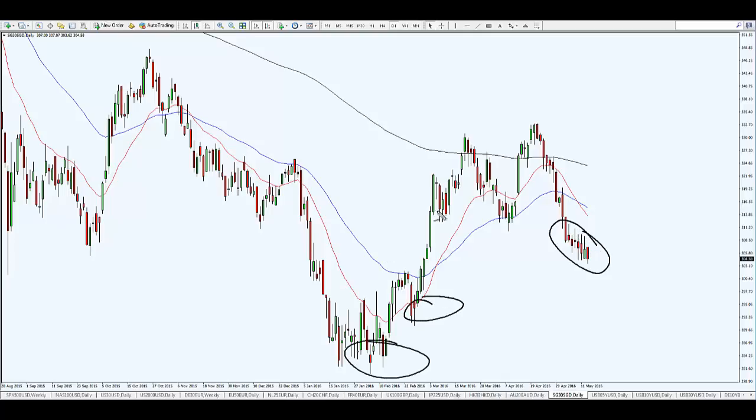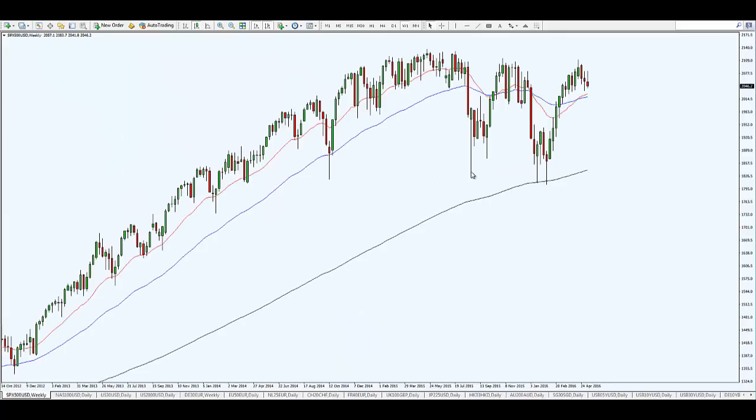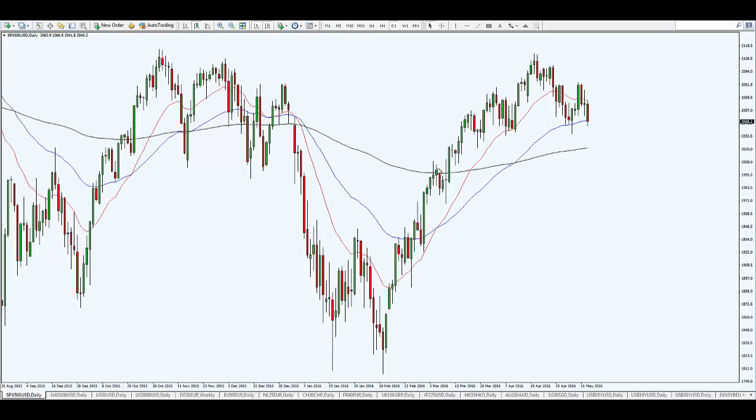So the STI is not looking good as well. So in terms of the global markets, we just do a quick recap. You notice that the S&P is still the strongest among all of them. Look at the daily time frame, it is the only market that is above the 200-day moving average.